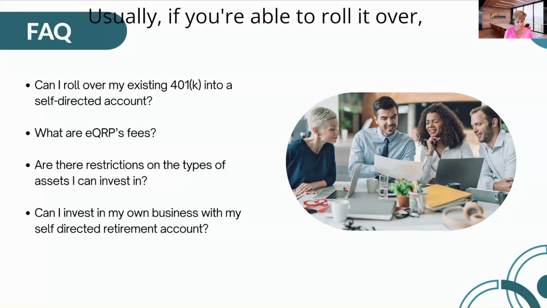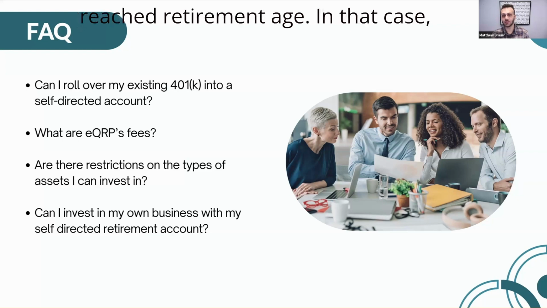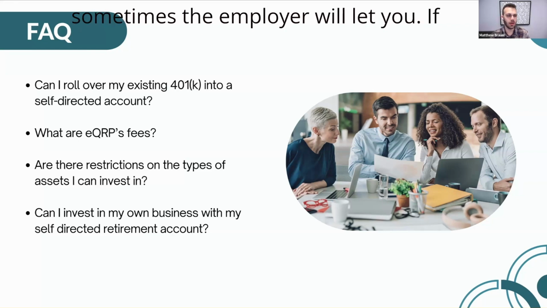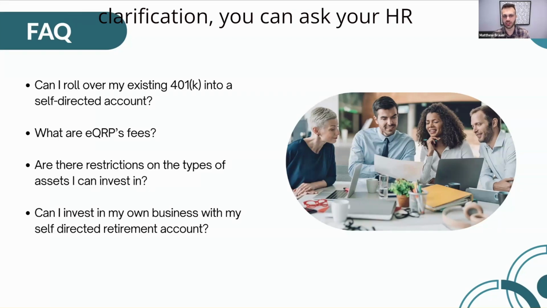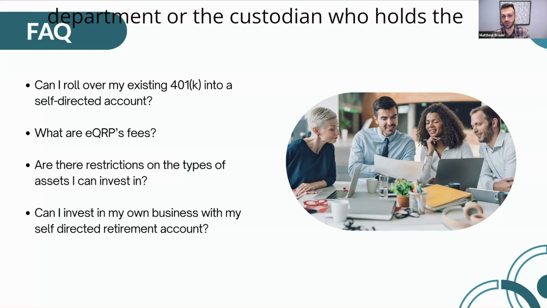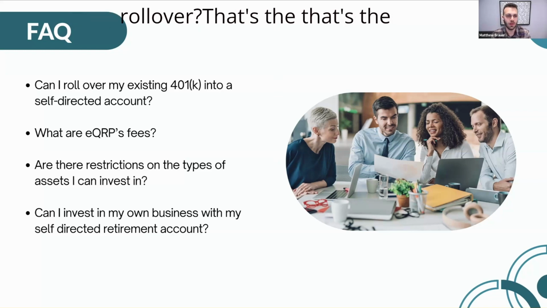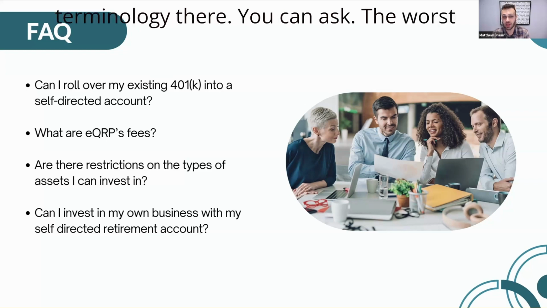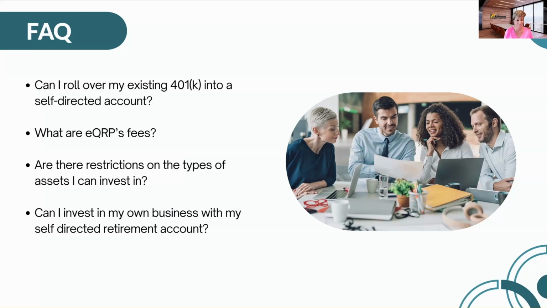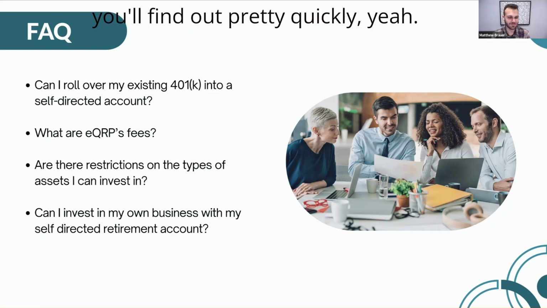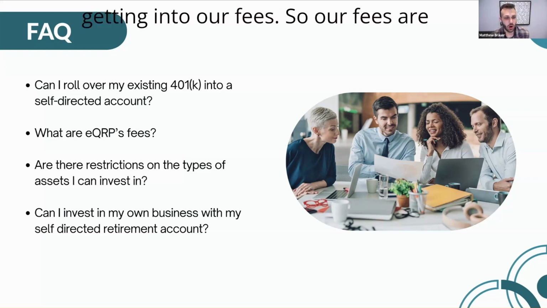Usually, if you're able to roll it over, you're over age 59 and a half. You've reached retirement age. In that case, sometimes the employer will let you. If you want clarification, you can ask your HR department or the custodian who holds the plan, like a Fidelity or a Charles Schwab. Say, can I do an in-service rollover? That's the terminology there. Worst they can say is no. So I always tell people, do ask. You'll find out pretty quickly.